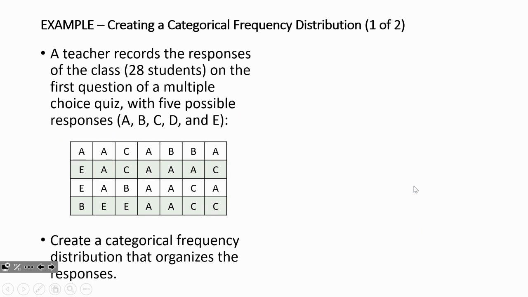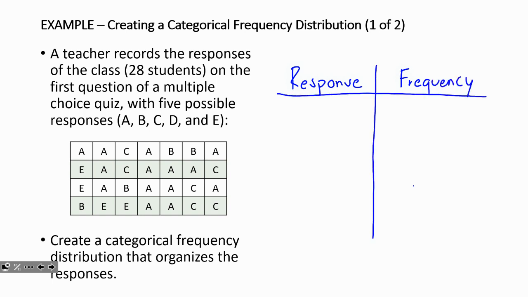Okay. So we're going to say responses and frequency. The responses that they could possibly be given would be A, B, C, D, or E, based off what the teacher said. Then you're just going to go through and count up how many A's, B's, C's, D's, and E's there were. So for A's, 1, 2, 3, 4, 5, 6, 7, 8, 9, 10, 11, 12, 13, 14. All right, so 14 students responded with A.